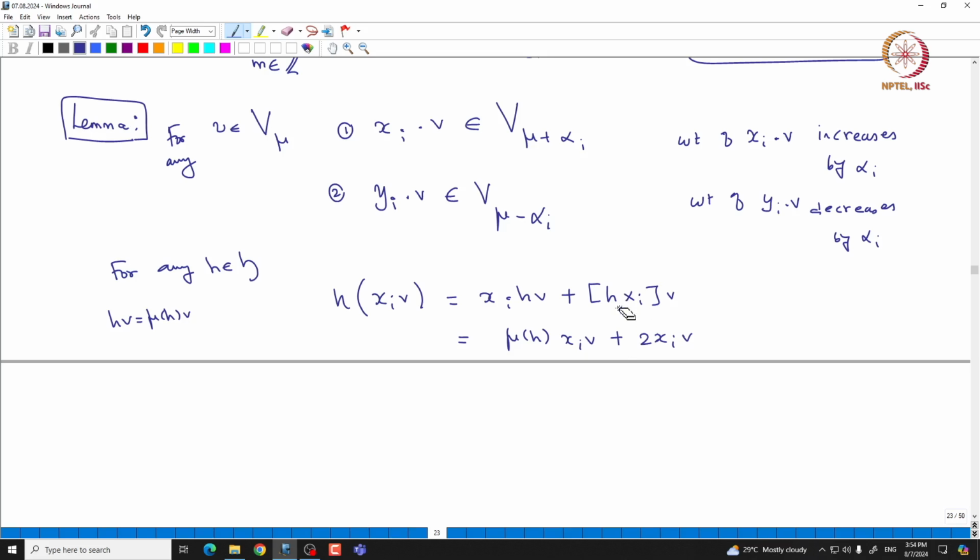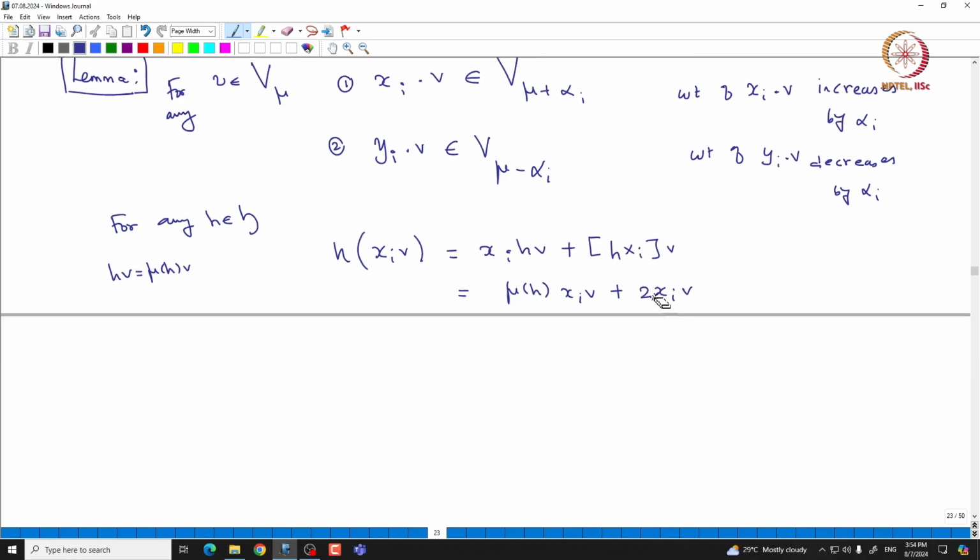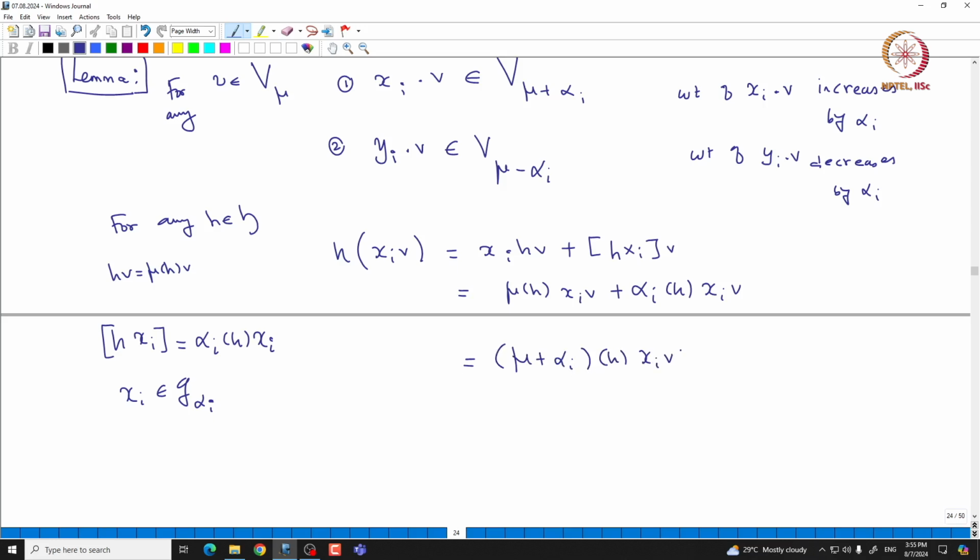Sorry, h(x_i) is nothing but alpha_i of h times x_i. Because this x_i corresponds to the root alpha_i, x_i is indeed inside g_alpha_i. So this is going to give you alpha_i of h times x_i. Now if you rewrite this, you can easily see that this is exactly equal to (mu plus alpha_i)(h) times x_i.